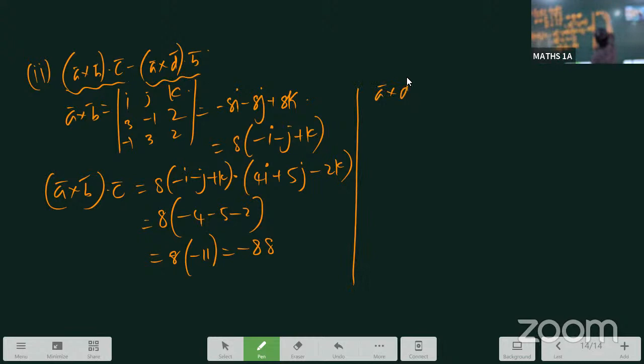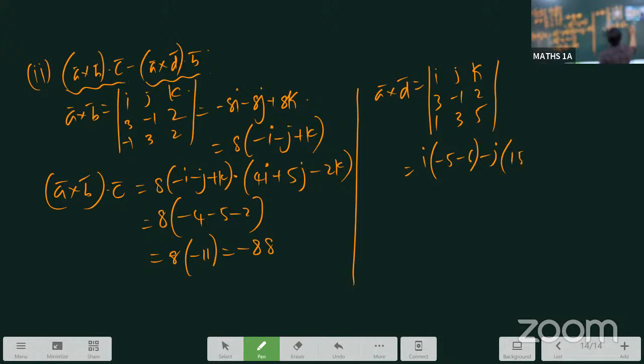A bar cross D bar. I, J, K. What is A? 3 minus 1, 2. What is D? 1, 3, 5. That is I into minus 5 minus 6. Minus J into 15 minus 2, plus K into 9 minus 1. That is minus 11I. 15 means minus 13J plus 10K.